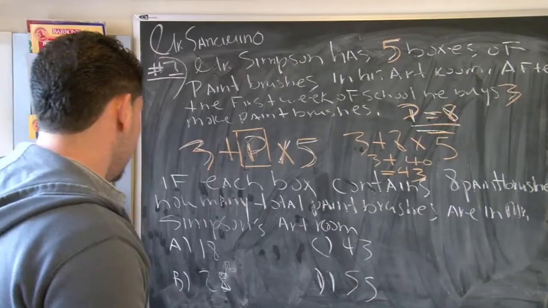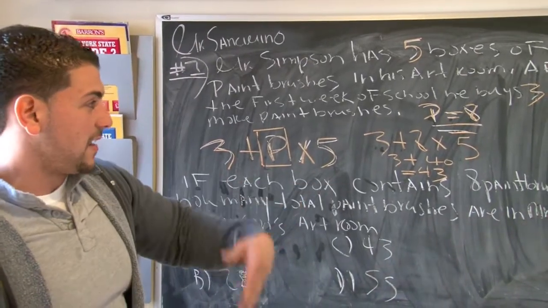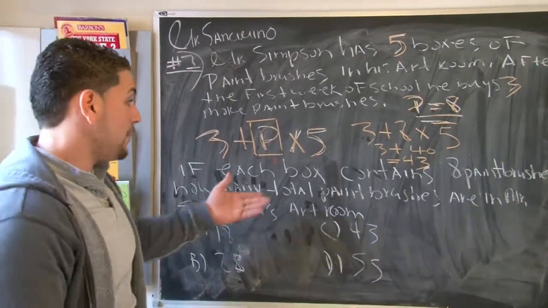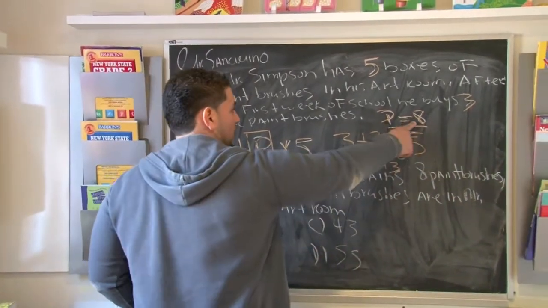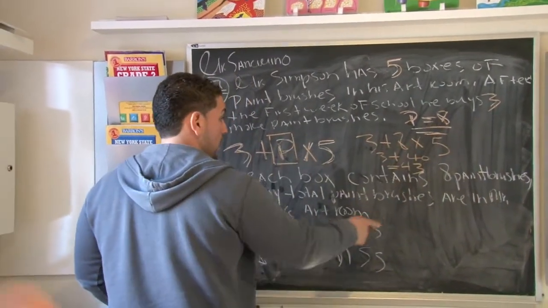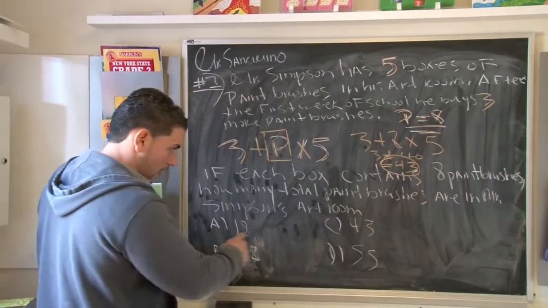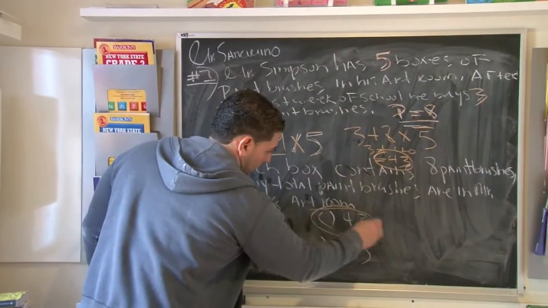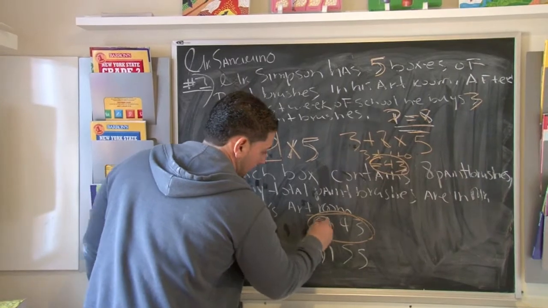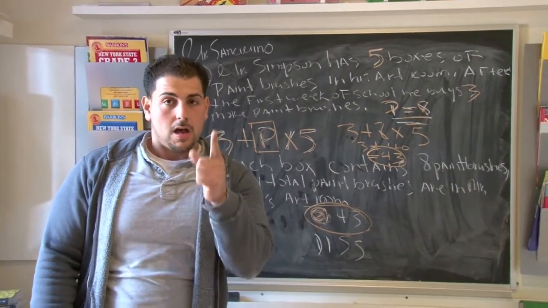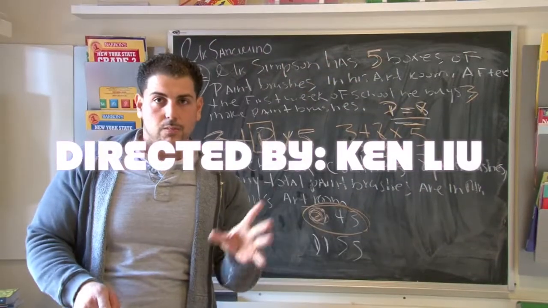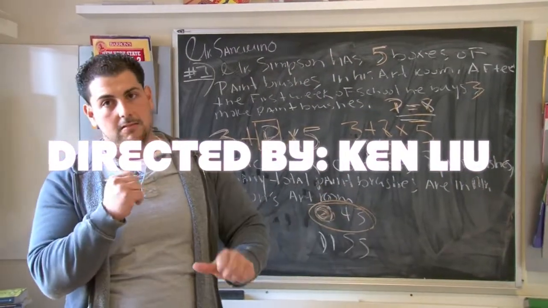So if they're asking us, if each box contains 8 paintbrushes, how many total paintbrushes are in Mr. Simpson's art room? Well, after we substituted the 8 for the P, we have 43. And if we check our choices, there's 43 right there. Okay? So key things. Unknowns, we're finding out. Other thing is order of operations. We multiply first, then we add. You'll be all right.